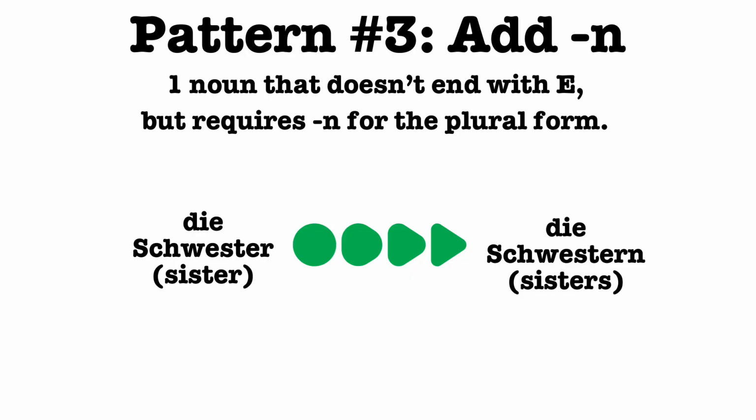The only noun that requires an n in the plural but does not end with an e would be the word die Schwester, which becomes die Schwestern. If a noun is feminine but ends with a consonant, you will probably add en instead of just n. There are also a few masculine nouns that add en for the plural.